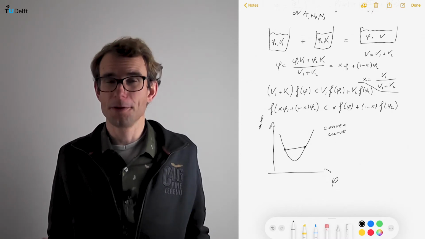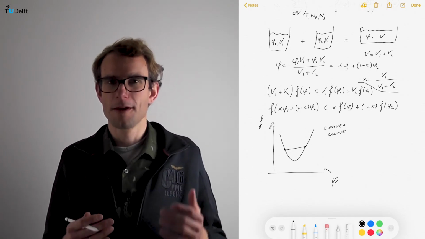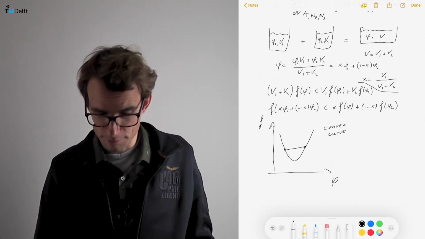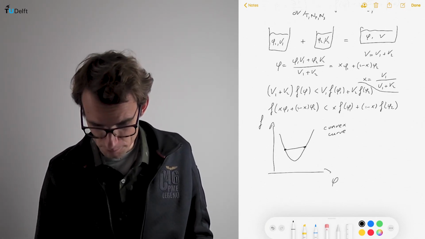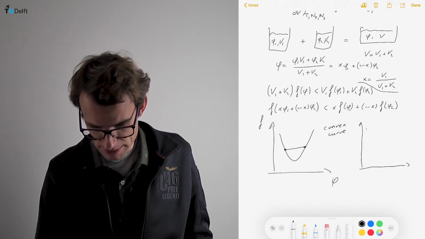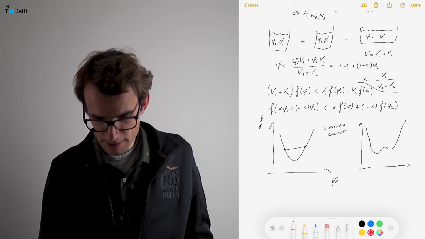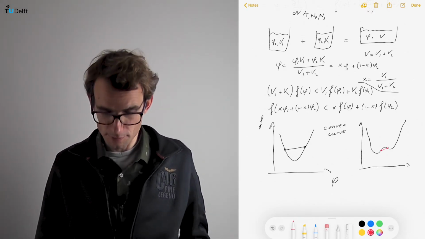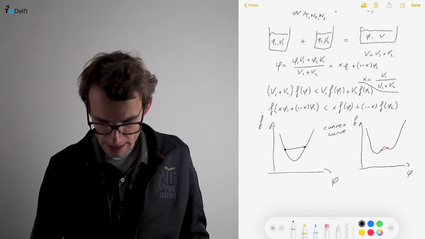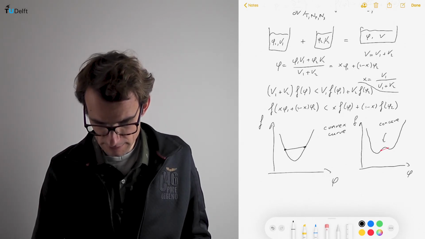When this does not hold, when the curve is not convex, there is some region in the curve where the line connecting 2 points on the curve is below the curve itself. That's called a concave region. An example would be something like this, where we have a curve that has a little bump in it. Because then if I look at the points here and here, I can draw a line between them and it's below the curve, obviously. So this is a concave region.